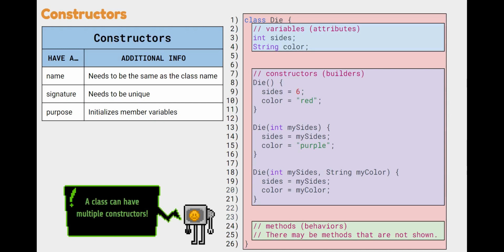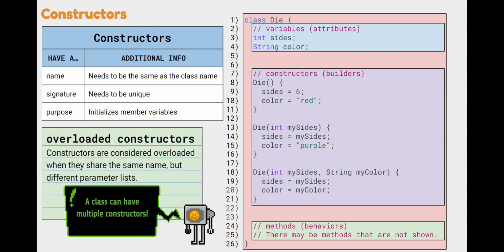So if we look at the constructor on line 8, it is just going to set the member variables to 6 and red. So if we call that constructor, we're just going to get a basic red 6-sided die. If we look at the constructor on lines 13 through 16, we get to pass in the number of sides that we want. And so then it will build that die with that number of sides, but the color will always be purple. So we do have some control over how many sides we will have on our die, but we don't have control of the color. And then on lines 18 through 21, that's the constructor that gives us the most control, where we can set the number of sides and we can choose our color.